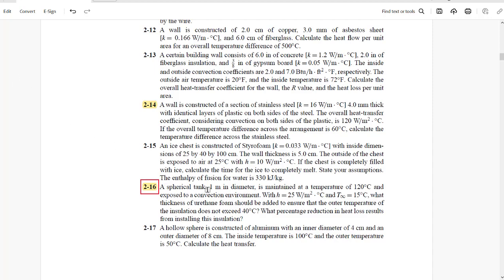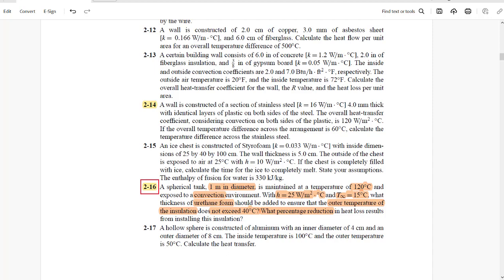let me highlight it, 1 meter in diameter, is maintained at a temperature of 120 degrees Celsius and exposed to a convection environment with h equal to 25 watt per meter square degree Celsius and T infinity equal to 15 degrees Celsius. What thickness of urethane foam insulation should be added to ensure that the outer temperature of the insulation, which means the outer temperature of the urethane foam, because this is a sphere, does not exceed 40 degrees Celsius? What percentage reduction in heat loss results from insulating?